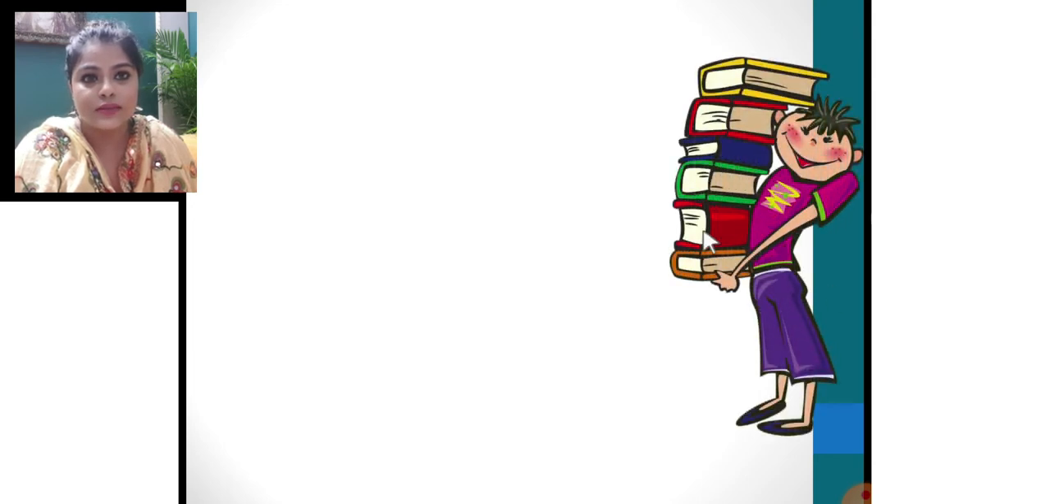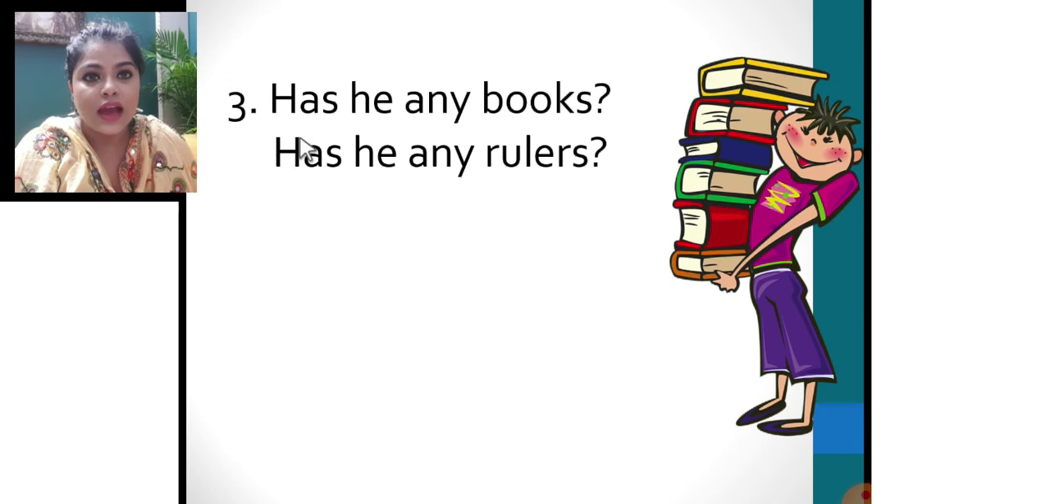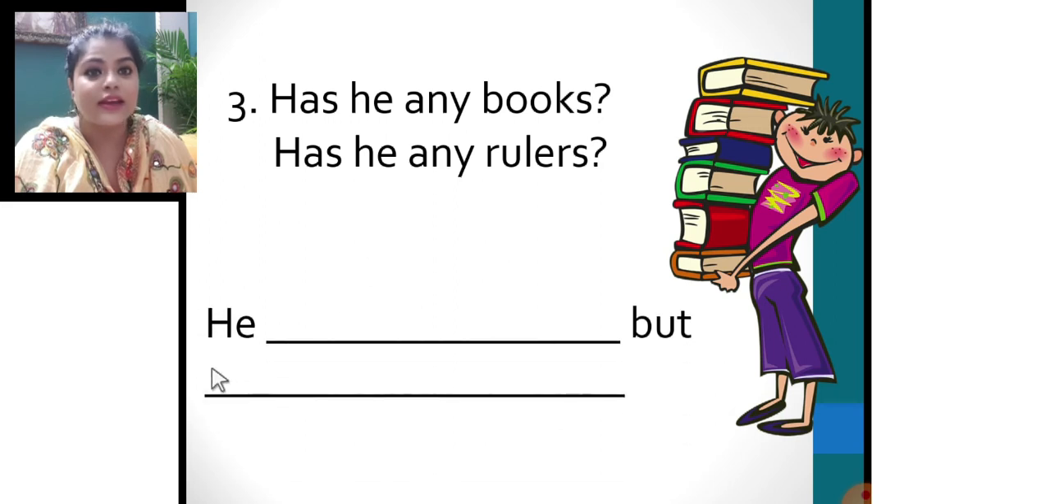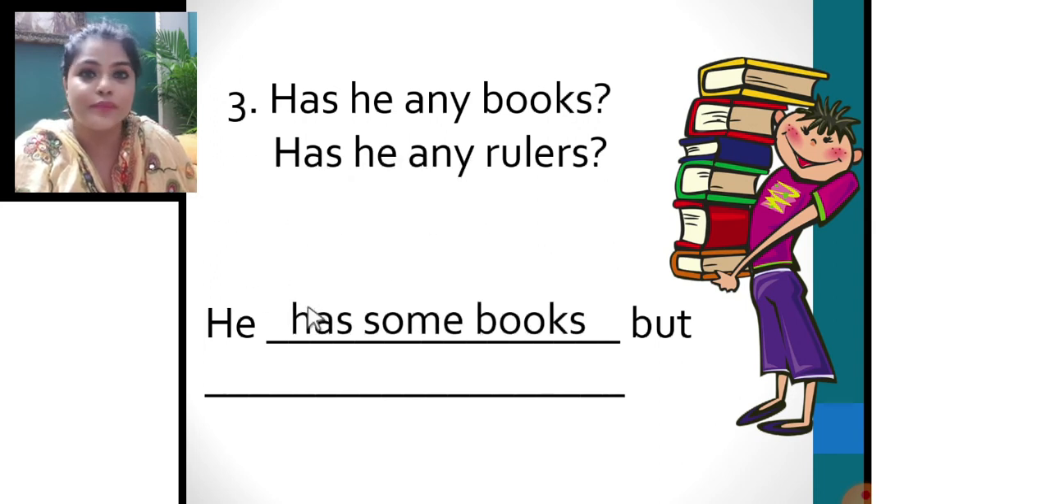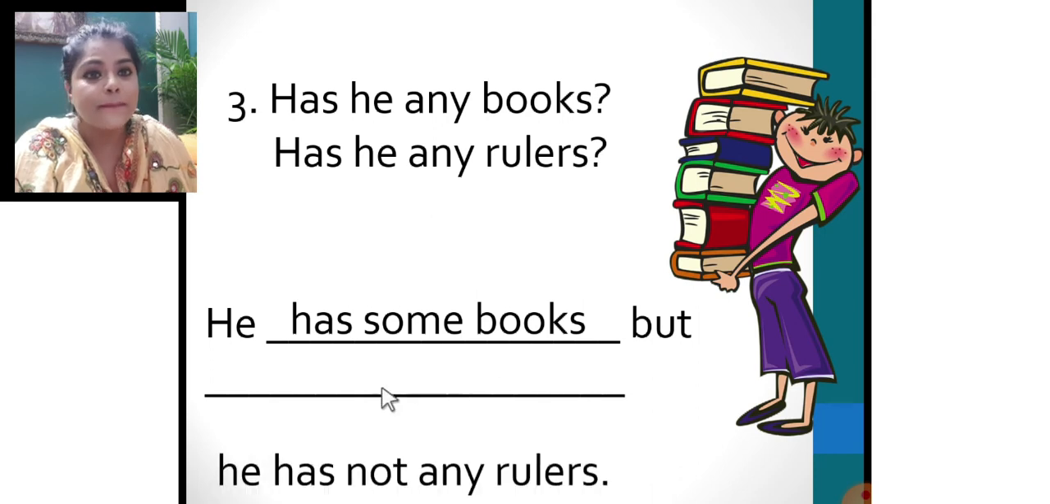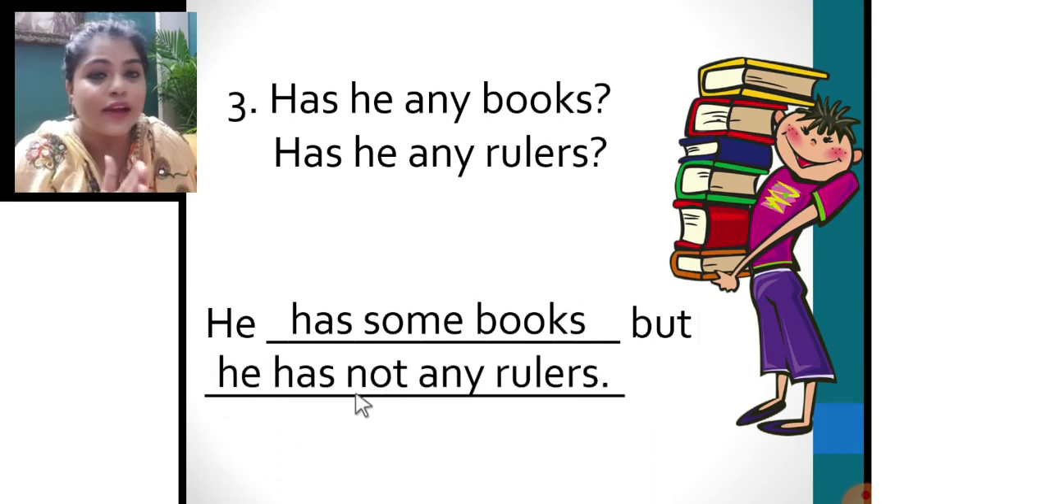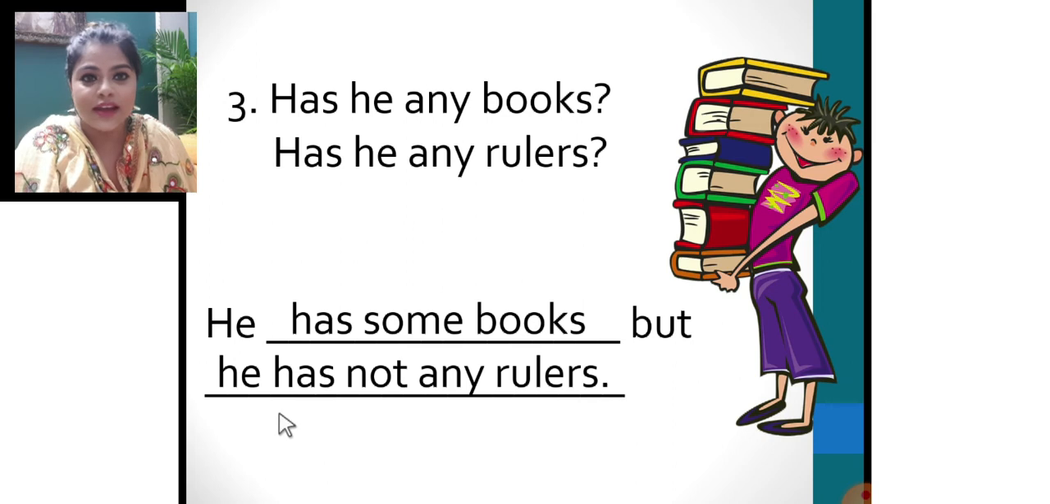Okay, you can see the picture here. Has he any books? Has he any rulers? So, has he any books? Okay. He dash but dash. He has some books. You can see the picture here. He has some books, but he has not any rulers. Very good.